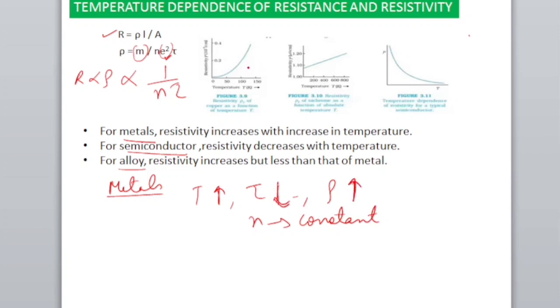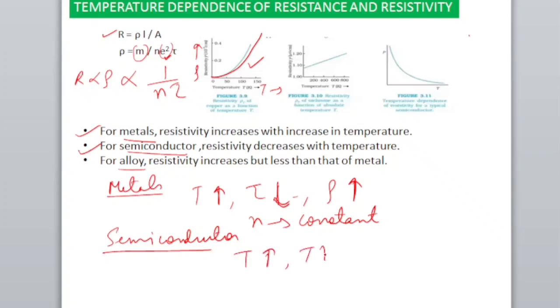So for metals or conductors, the graph is like this. Resistivity increases with the increase in temperature. This side is resistivity and the x-axis is temperature. Right? Now for a semiconductor, what happens? Again the same thing, when temperature increases, relaxation time decreases, the time between collisions decreases. But in the case of a semiconductor, electrons are tightly bound. So these electrons move freely when temperature increases. So N also increases. Here N increases much more than tau decreases. Right, now the value of N is larger than tau. Hence what happens?